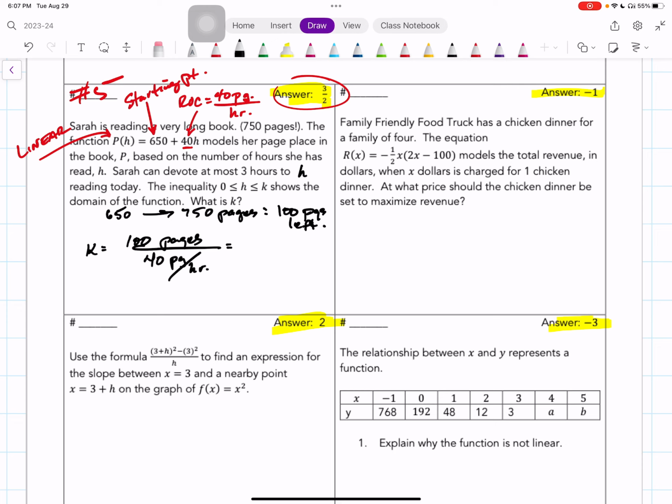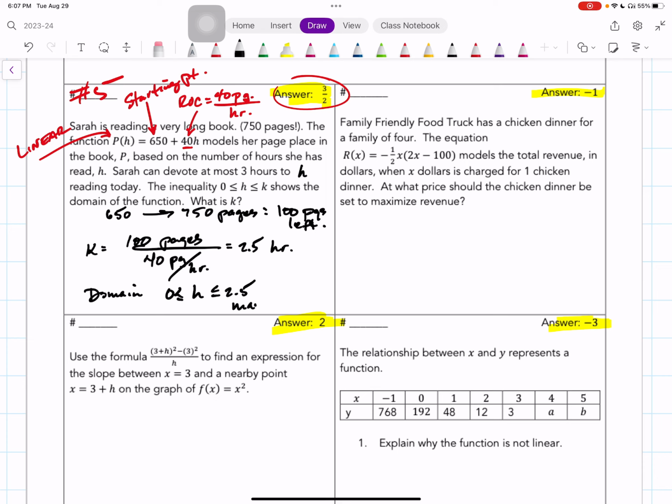So that's equal to, let me see, 100 divided by 40 is 2.5. Pages divided by pages per hour, the pages cancel out and give you hours, so we get 2.5 hours. Okay, so the domain in this case is 0 less than or equal to H, where that stands for hours. And she's only got 2.5 hours left until she's done with the book. So the max right here is 2.5, so it's got to be less than or equal to 2.5 hours.